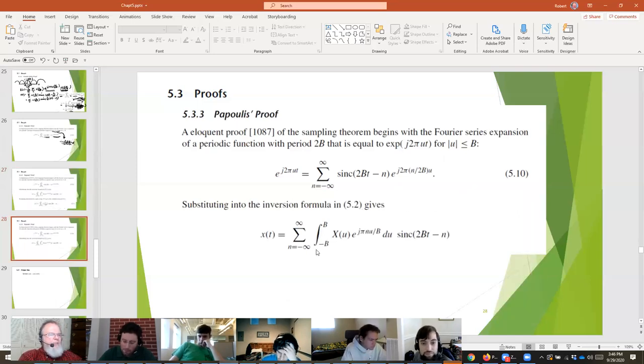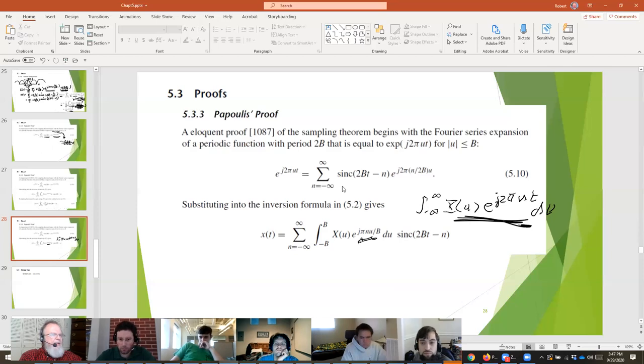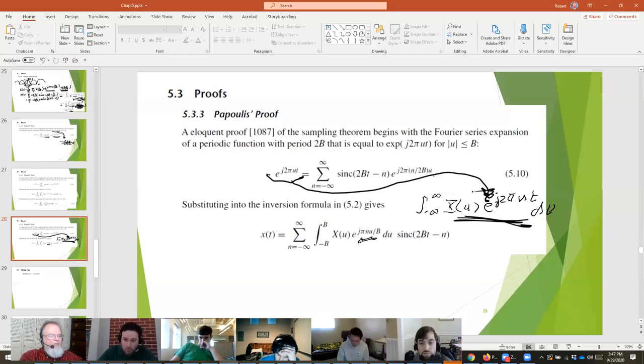So what we do is we substitute into, we look at x of t now. x of t is equal to the integral from minus b to b of the original function x of u times e to the j 2 pi ut. So what we're doing is substituting into the inverse Fourier transform. Okay, this is the inverse Fourier transform, right? So we are taking this expression and substituting it into this Fourier series kernel. Is that good? And once we do that, this is what we get.